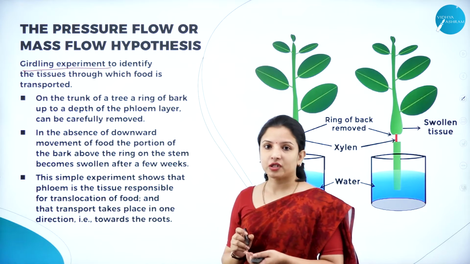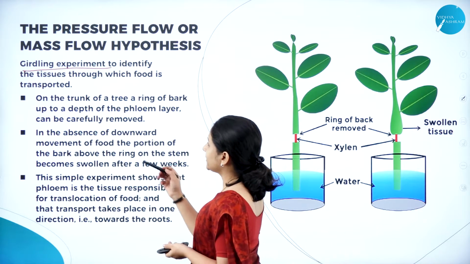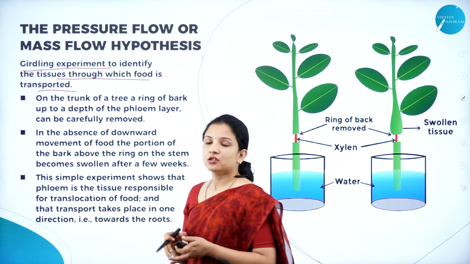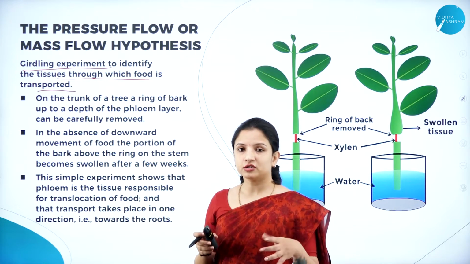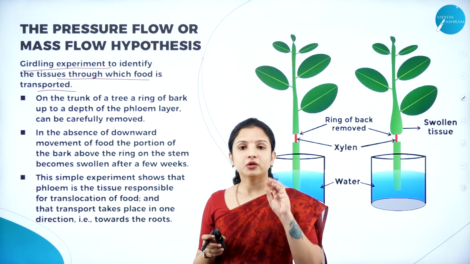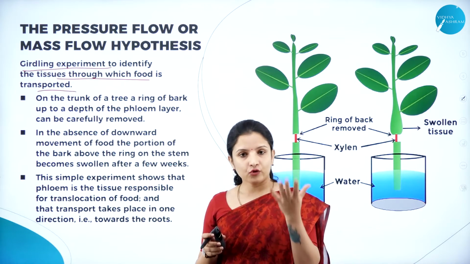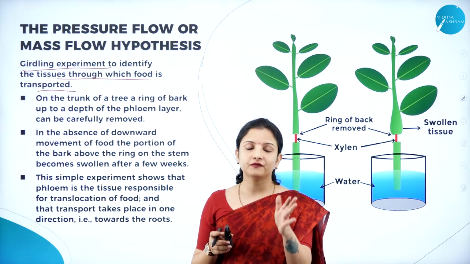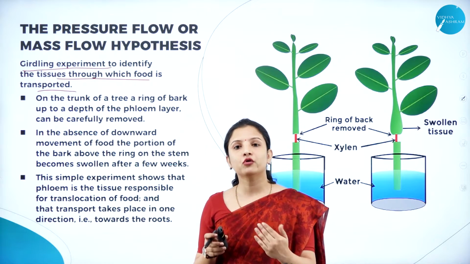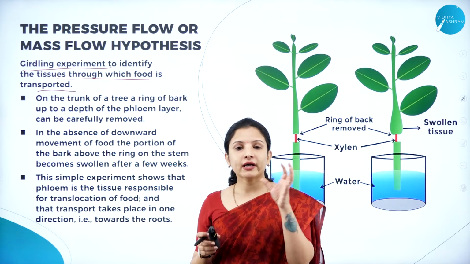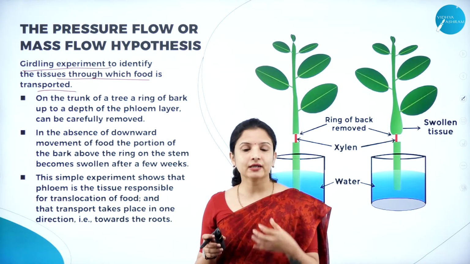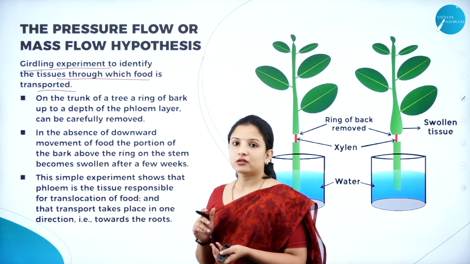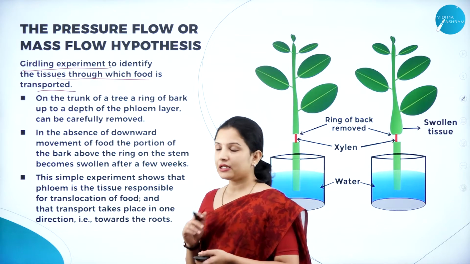The Girdling Experiment was done in order to identify the tissues exactly through which food is transported. So we came to know that food is transported from the source to the sink. But which are the tissues? We came to know phloem is involved here, wherein the food travels from the companion cells of the phloem into the sieve tube cells of the phloem and then into the root. Through exactly which tissues does the food, that is sucrose, travel? In order to find that out, they did the experiment called the Girdling Experiment.